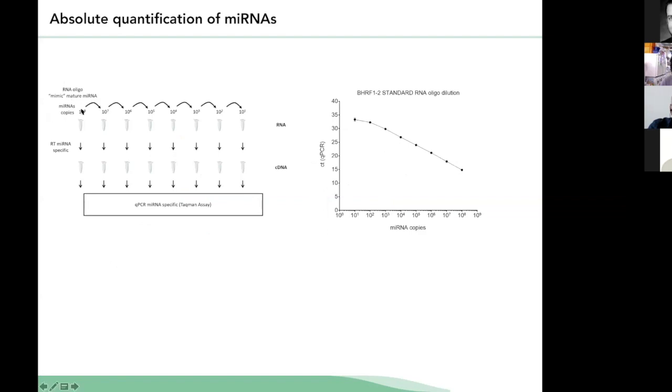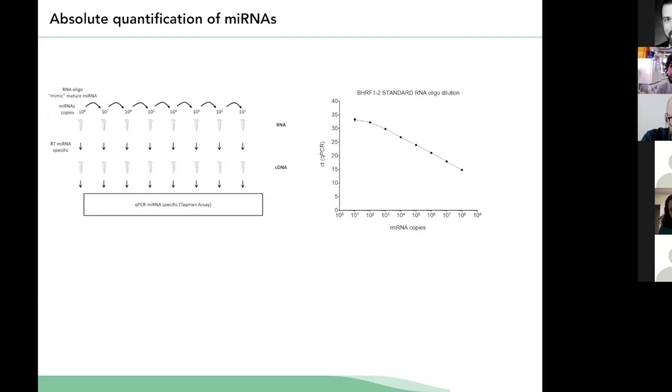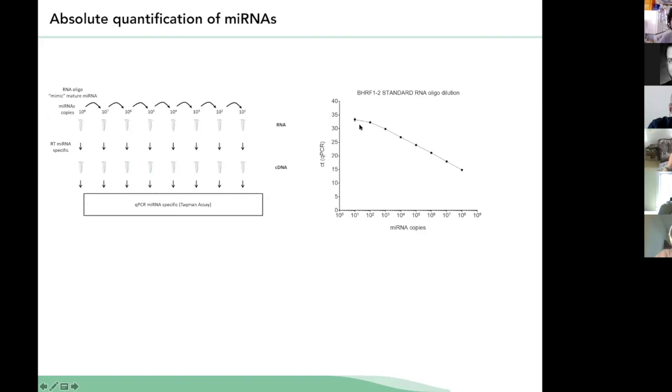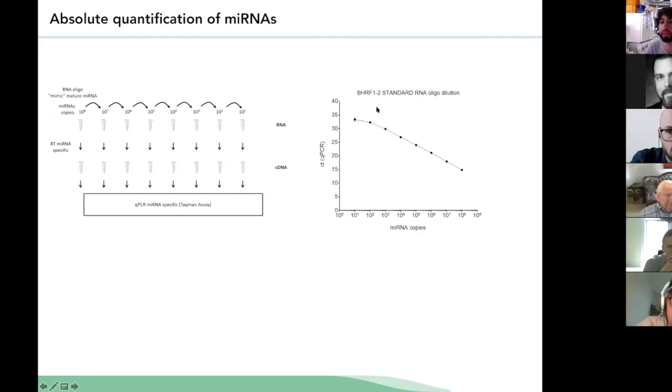And then first of all, you do a serial dilution of the microRNA. You do the RT specific for each and every microRNA, and then you do the qPCR. So that's quite a lot of work because you have to do it every single time you do a quantification. But this is really informative because it's giving you an absolute number at the end. And as you can see on the right, this is an example for one of the viral microRNAs we checked. You can see that you have a nice curve, and then you can calculate your value for the microRNAs based on this.